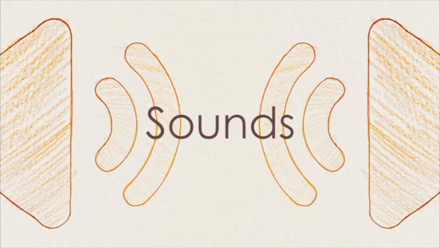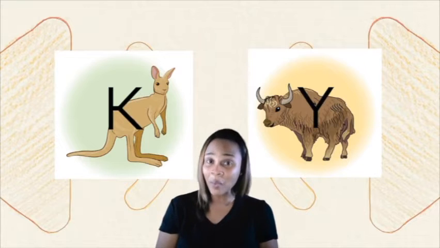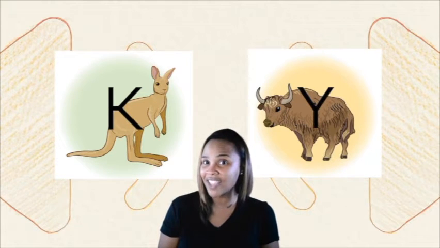Sounds. Let's say our letter sound chant to help us remember those letter sounds that we've just learned. Remember, the key words that we're going to say are the key words to helping unlock the sound that we hear. They're the keys to unlocking the K and the Y sound. Are you ready for the letter chant? I want you to repeat them after me.